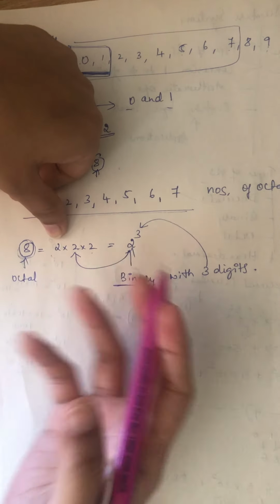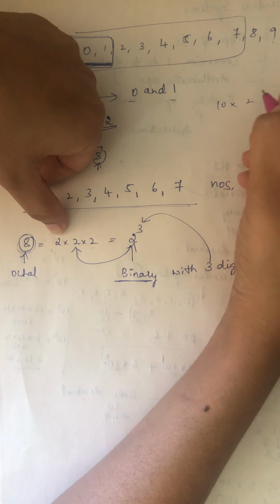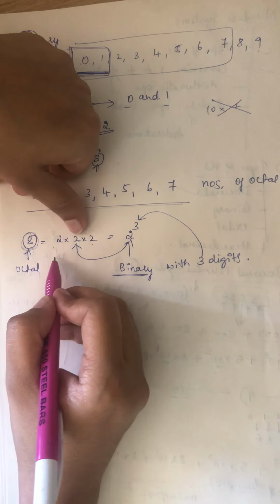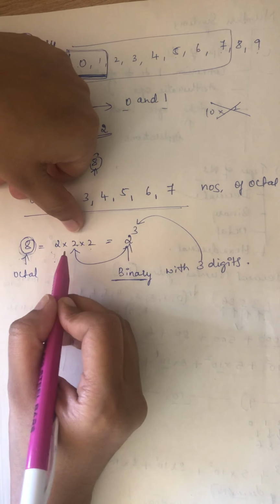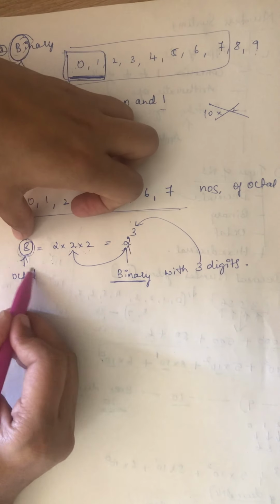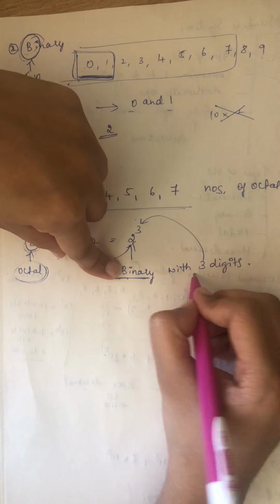You may wonder why I didn't convert the decimal. Because we know 10 cannot be taken in terms of 2's power. So we are not taking decimal, but 8 can be converted as 2's power. So we are taking 2 into 2 into 2, which totals 2 power 3. So any number which is given in octal can be converted to binary with 3 digits.